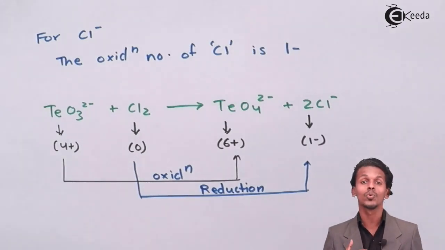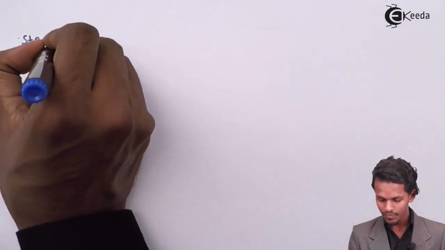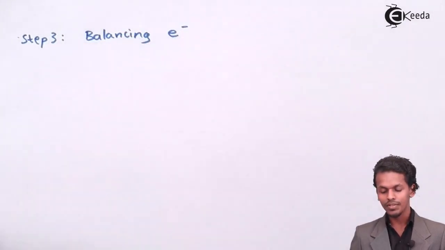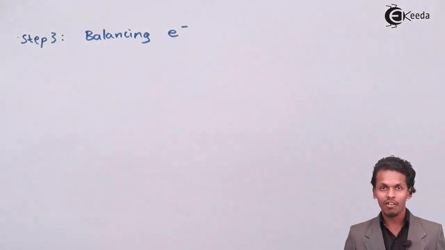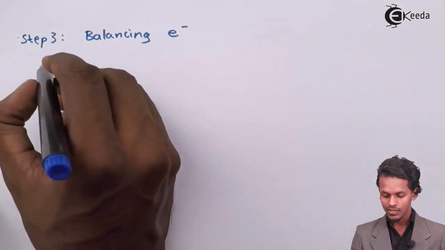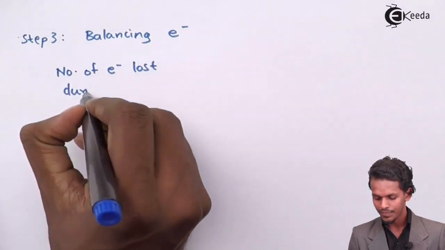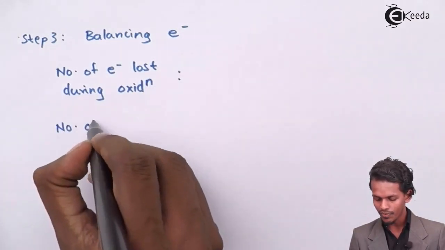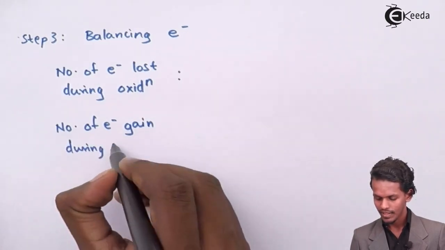But this is not over yet. Yes, we have to do the next step also. So let's move towards the next step. The step number 3 would be, yes, balancing electrons. As we know, in oxidation the electrons are lost, and in reduction the electrons are gained. So in this case, we need the number of electrons lost during oxidation, and the number of electrons gained during reduction.